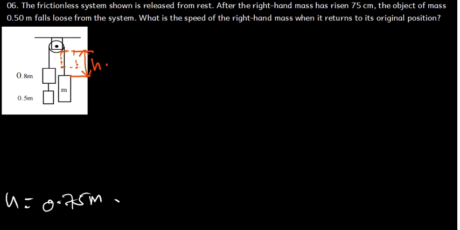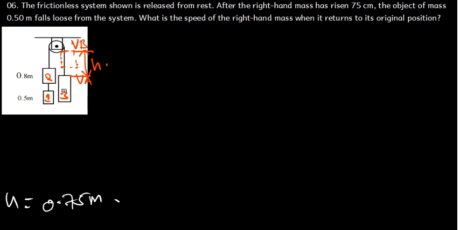Let's call this one 1, this one 2, and then this one 3. I'm going to call that velocity 3 initial, or I can say velocity at a. So at this point it is the velocity at a, then this point is the velocity at b.